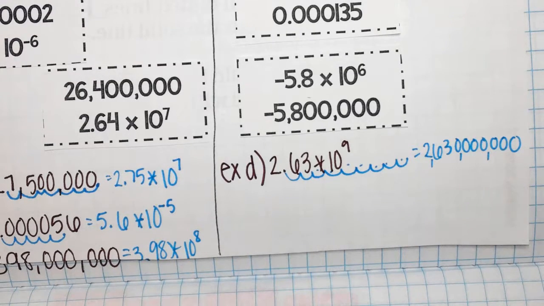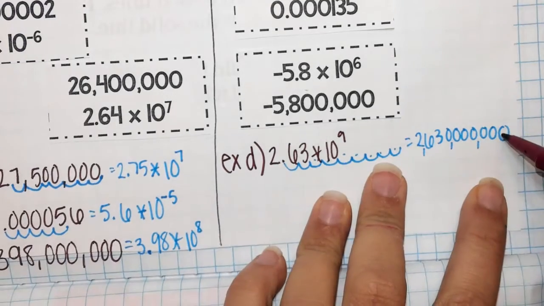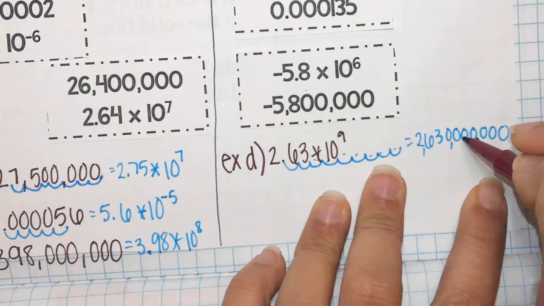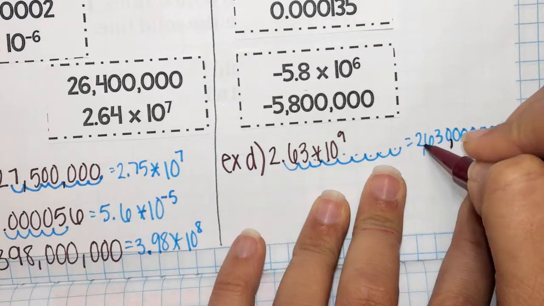Y'all didn't learn that a long time ago? I did, but why does the 2 have a comma? Because it's 2 million. What is happening? 1, 2, 3, comma. 1, 2, 3, comma. 1, 2, 3, comma.